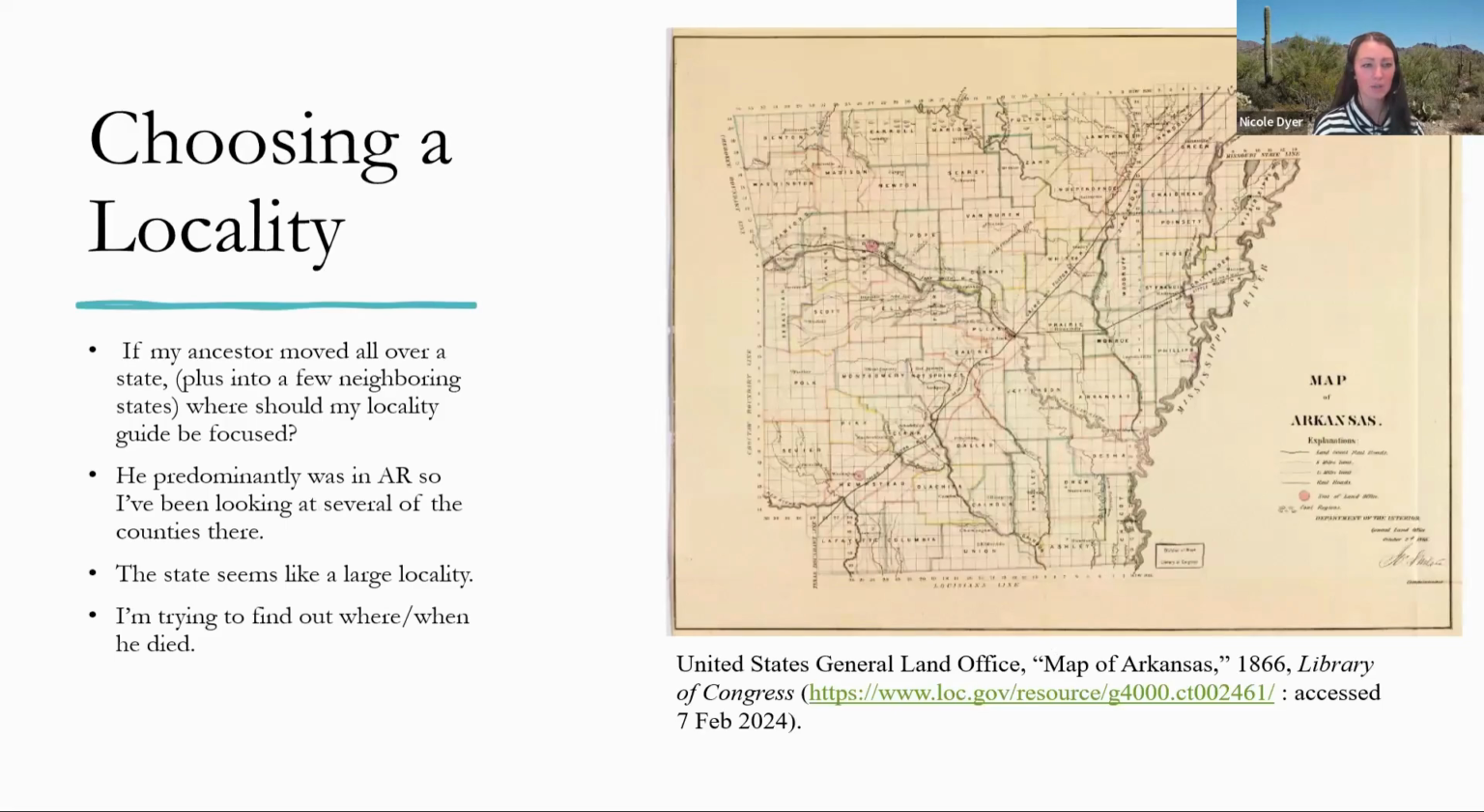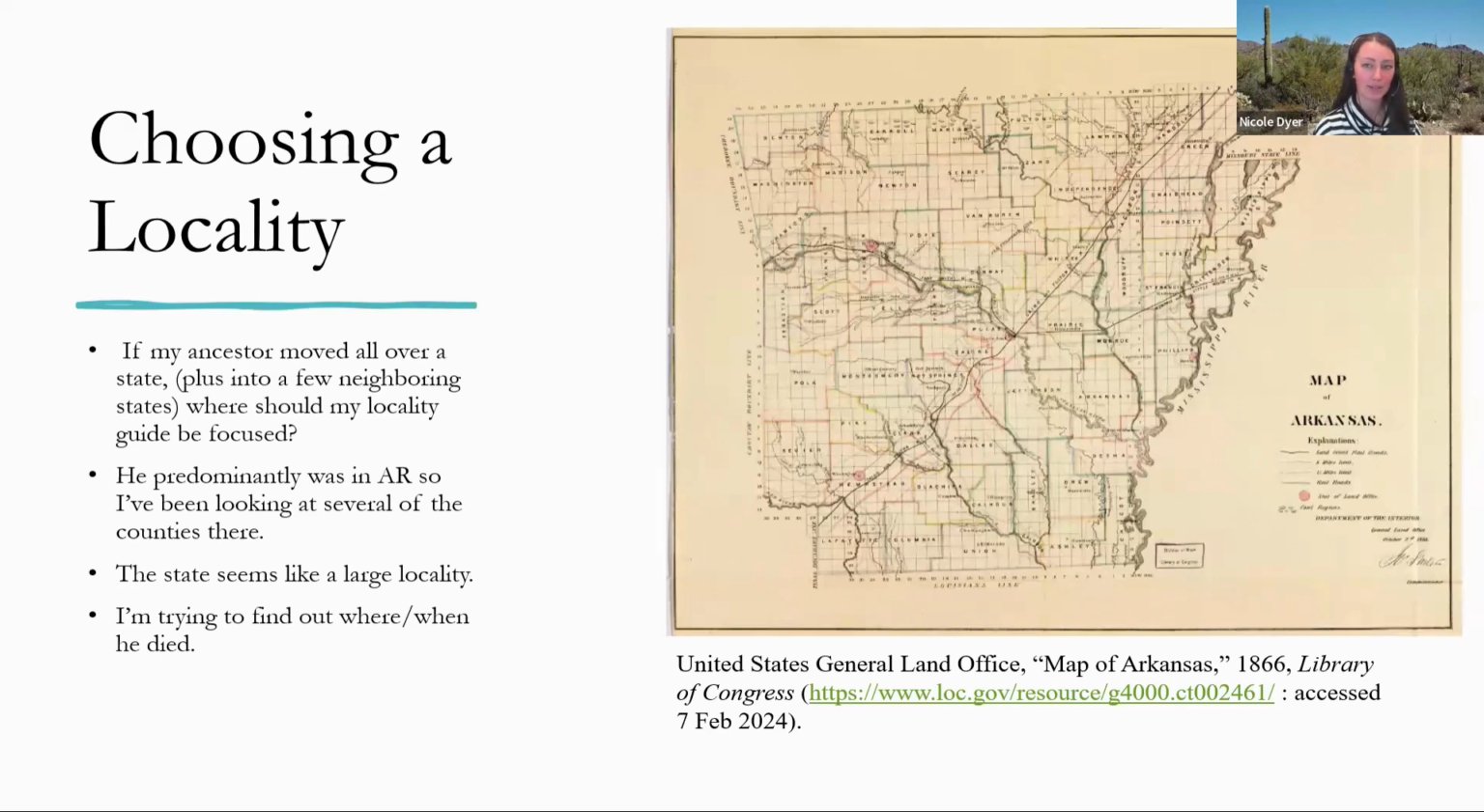Go on to the next question, which is choosing a locality. If my ancestor moved all over a state plus into a few neighboring states, where should my locality guide be focused? He was predominantly in Arkansas, so I've been looking at several of the counties there. The state seems like a large locality to do a research guide for. I'm trying to find out where and when he died.